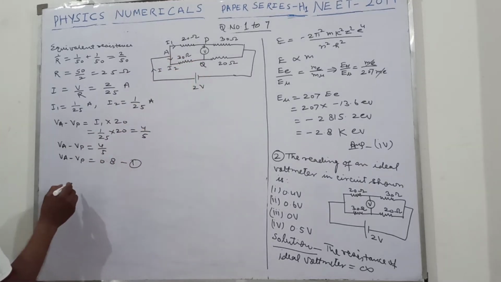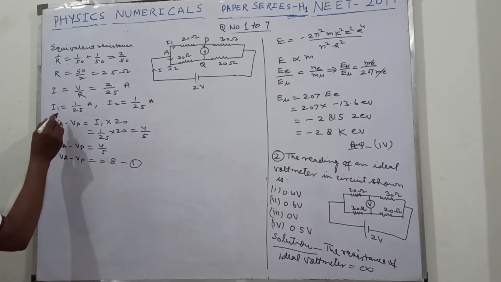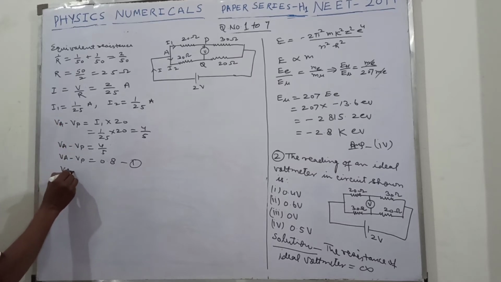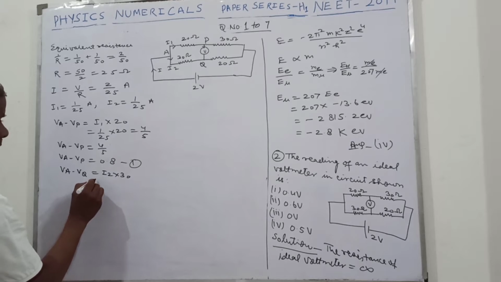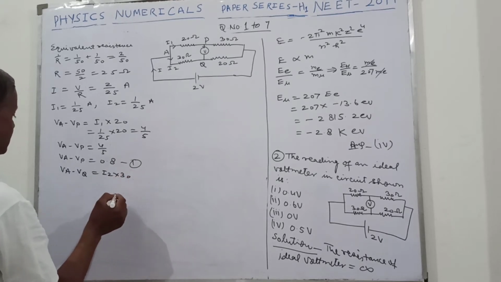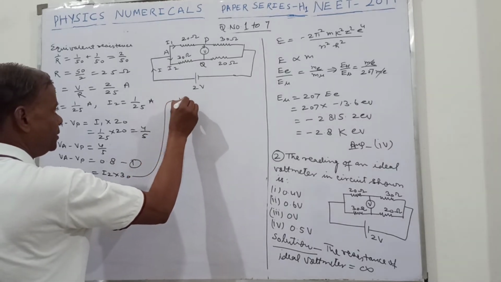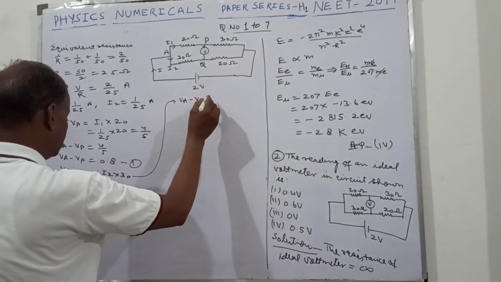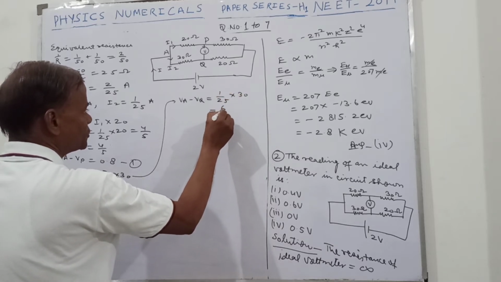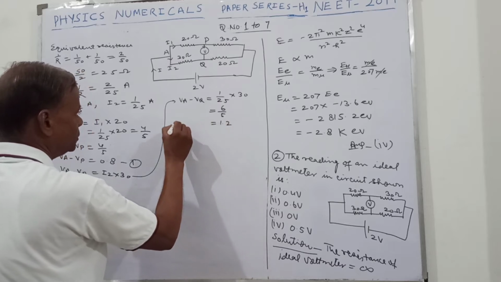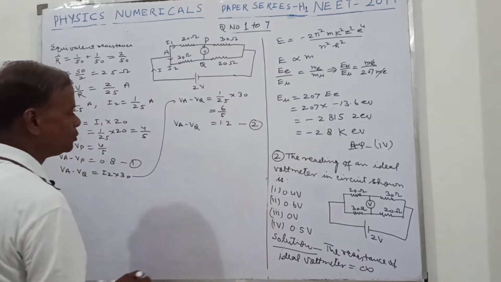Then AQ. We find VA minus VQ equal to I2 into 30. I2 is 1 upon 25 into 30, so this is 6 upon 5, so this is 1.2. This is VA minus VQ, equation number 2.